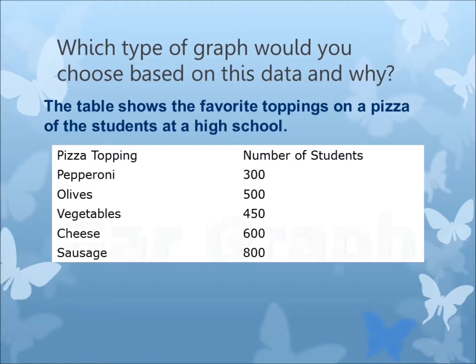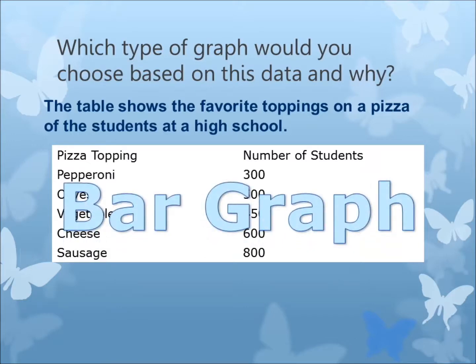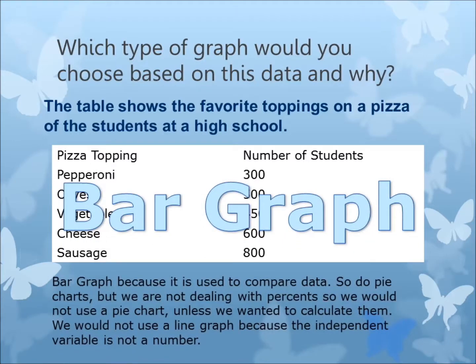So my answer would be a bar graph. And the reason why is because it's used to compare data. So pie charts are too, but we're not dealing with percent. So we could calculate a percent and we could do a pie chart. But if we want to use the data as is, we'd do a bar graph. We're not using a line graph here because we're not seeing a relationship between the two variables. We just want to see how many kids like pepperoni, how many like cheese, how many like sausage.